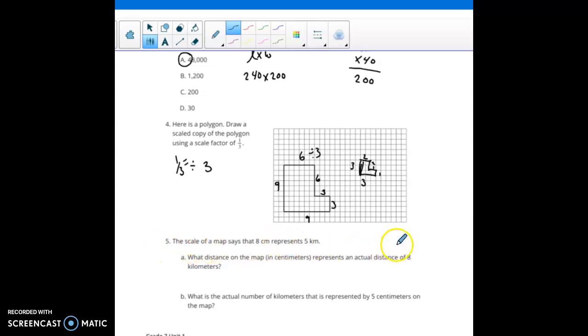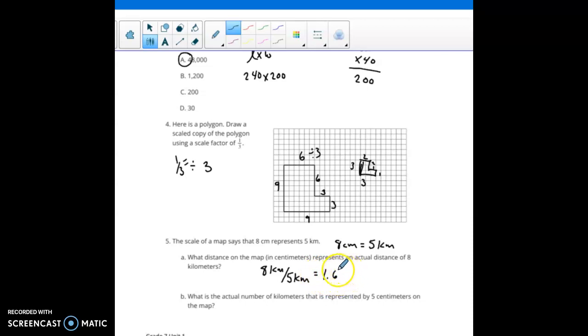The scale on a map says that 8 centimeters represents 5 kilometers. Again, 8 centimeters equals 5 kilometers. Question A, what is the distance on the map in centimeters, which represents an actual distance of 8 kilometers? I'm going to divide 8 kilometers by 5 kilometers. And that ends up being 1.6.